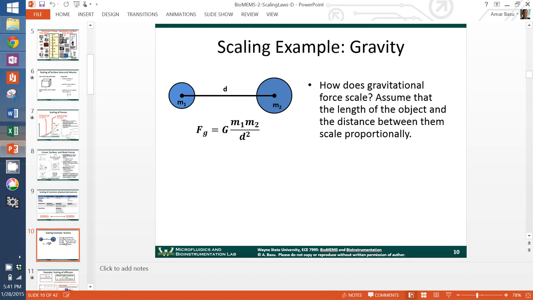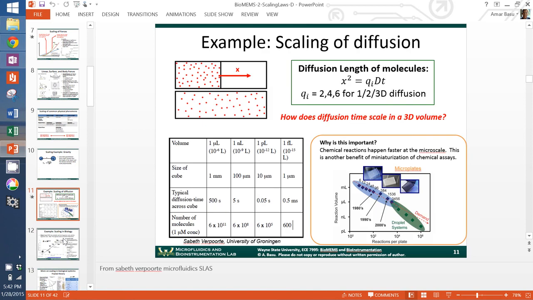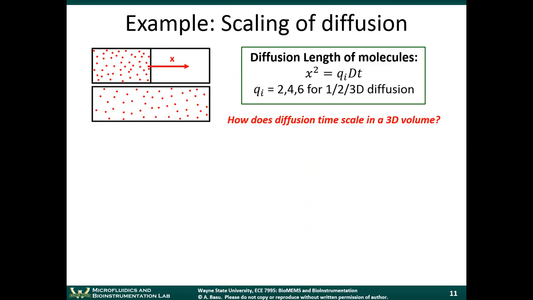All right, so we ended off with this example last time. So I'm not going to go over it again today. So let's go into a different example today. This is another physical phenomenon, diffusion. Molecules diffuse from high concentration to low concentration.